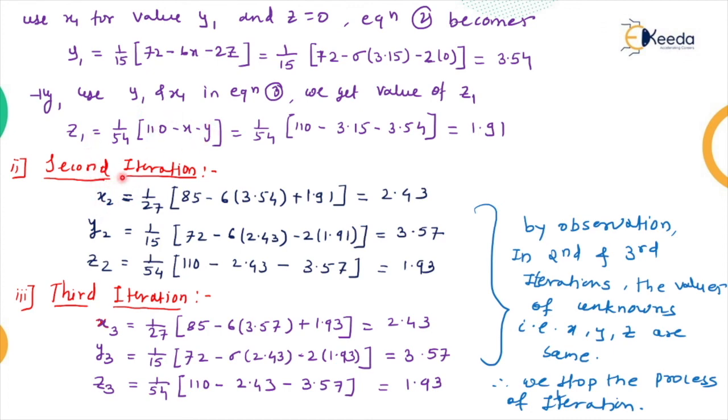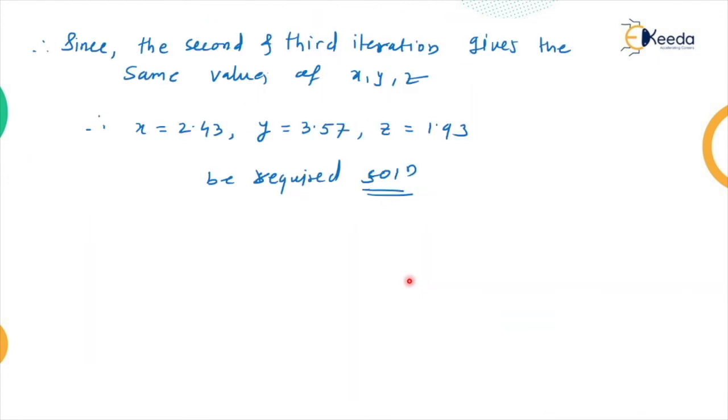In this way you find the next iteration. The next iteration becomes the second iteration, giving x2, y2, z2. Use the recent values of x, y, z, guys, and by taking some iterations you continue till you get the same values for two consecutive iterations. You observe here that in the second and third iterations, x, y and z give the same value. That's why we stop here and conclude the values of x, y and z, and this is the solution. I hope you understand this very well and enjoy this session, guys. Thank you.